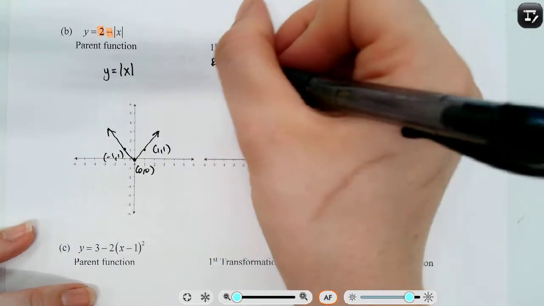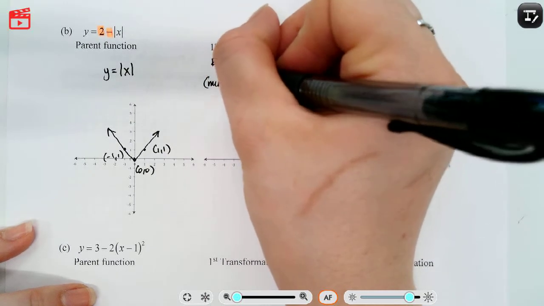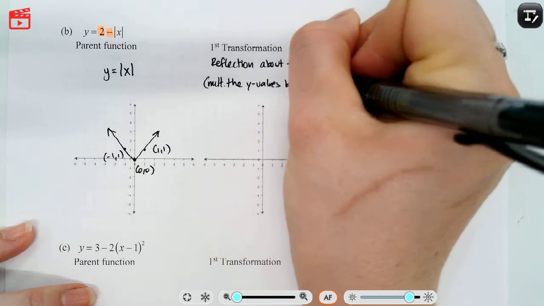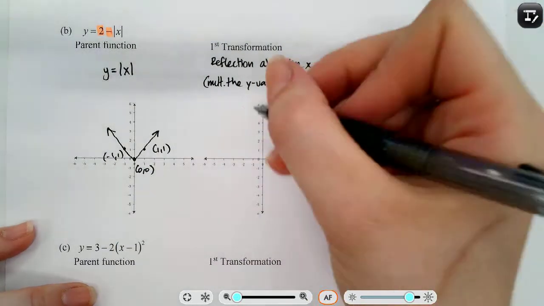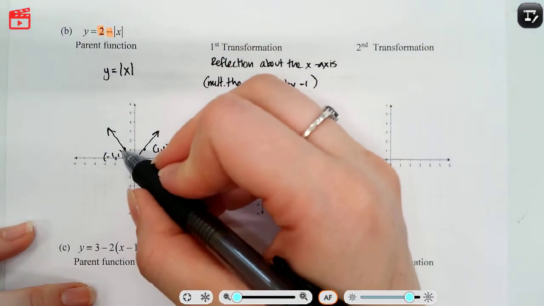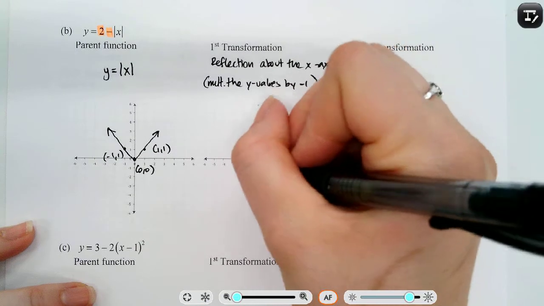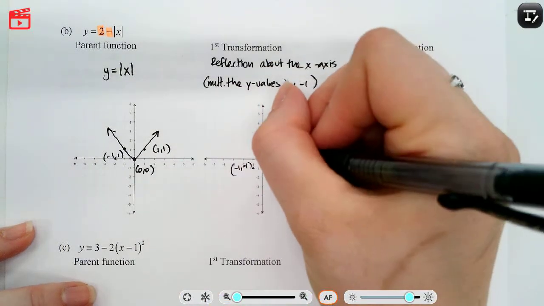which means we're going to multiply the y values by negative 1. So multiplying the y values by negative 1, that'll be negative 1, negative 1. 0, well, multiplying 0 by negative 1 does nothing.